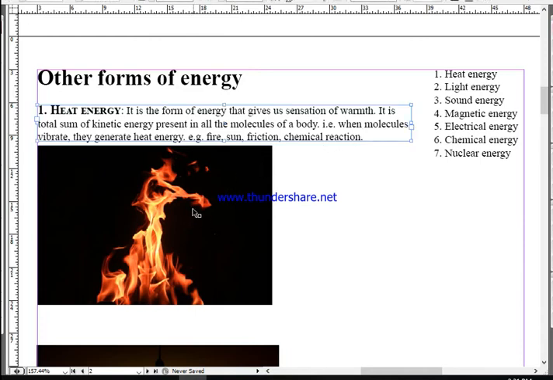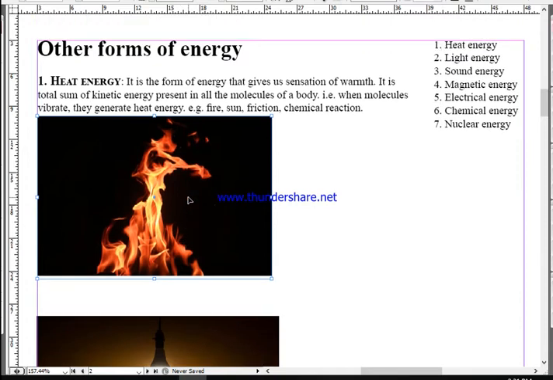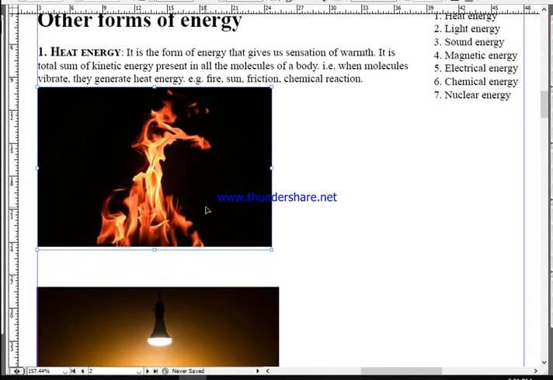Okay, look at the picture. It is such a burning fire, isn't it? Does it frighten you? No? Well, you should be afraid of it. Fire is a very dangerous form of energy, isn't it?